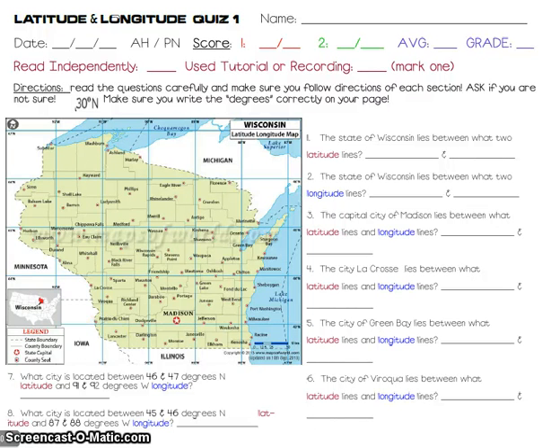Hey, fourth graders, here is your latitude and longitude quiz 1. Please don't forget to put your name on it, and please put today's date, and then circle whether you're in Mrs. Hoffman's or Mr. Balski's, and the score will fill in.